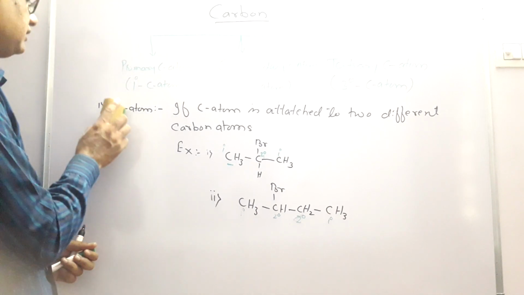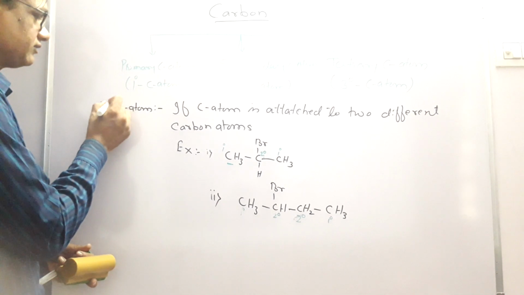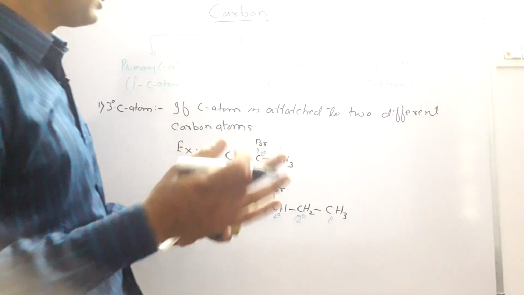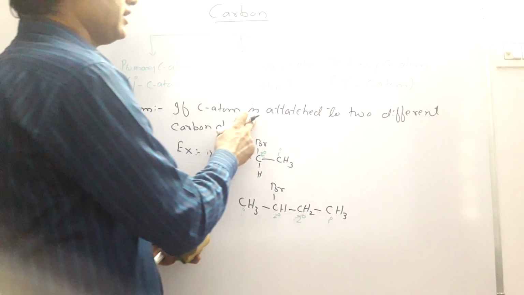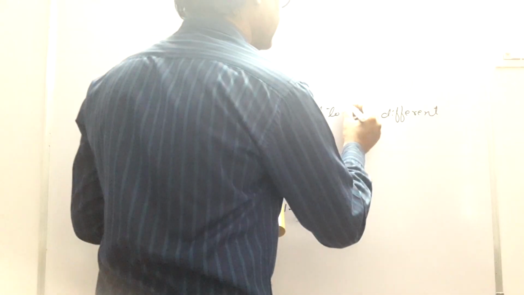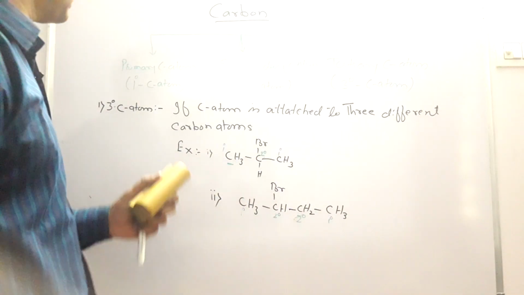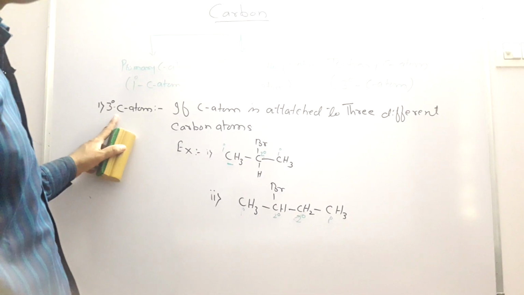Now we'll see the tertiary carbon atom or 3-degree carbon atom. Similarly, if a carbon atom is attached to, instead of 2, 3 different carbon atoms, this will be called a tertiary carbon atom.